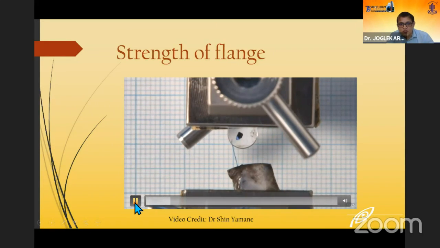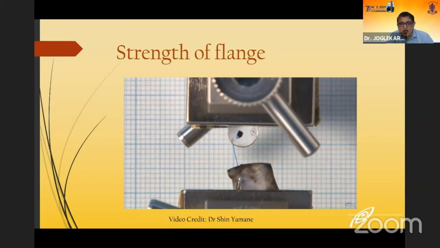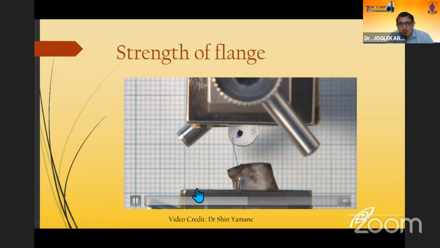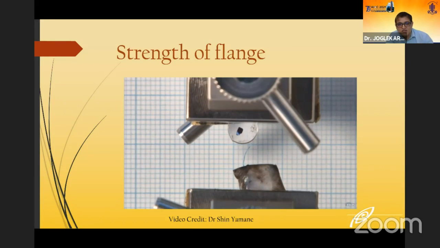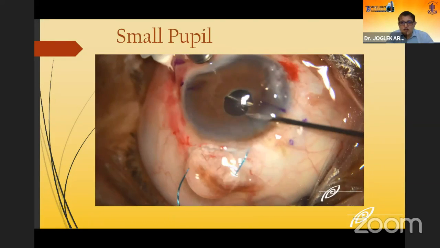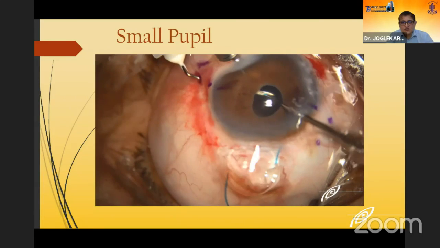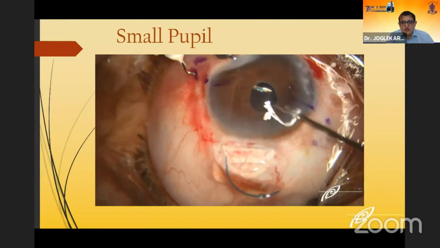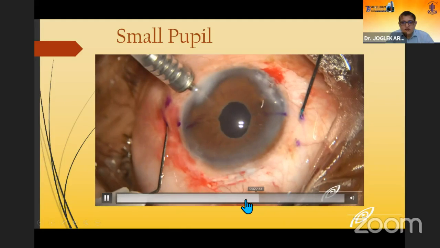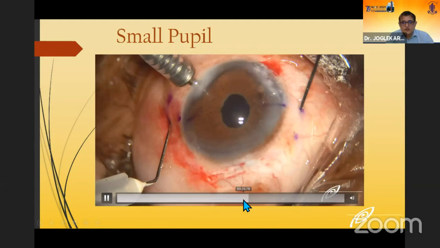So they pulled it, and while pulling, you can notice the flange doesn't break, but the haptic junction breaks. And you can do it through a small pupil as well, without much problem. You can do it through a small pupil also.